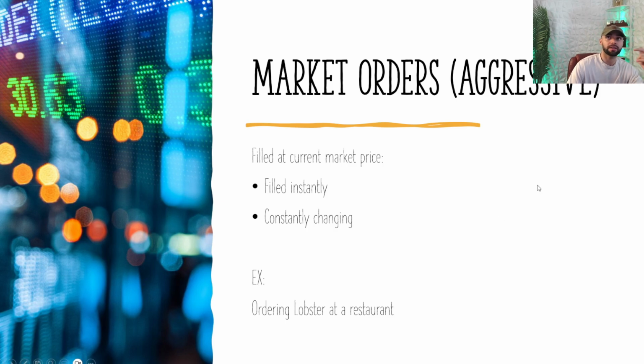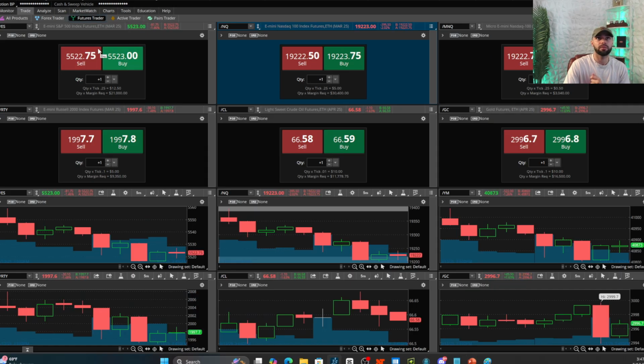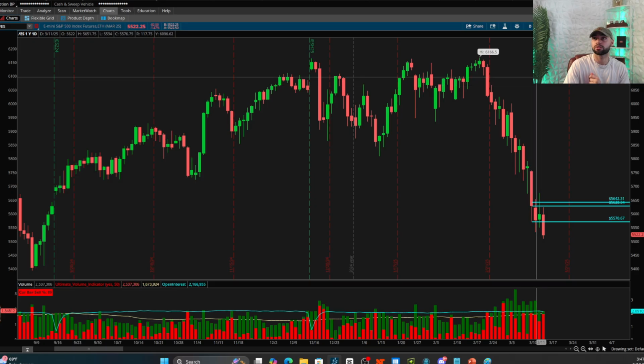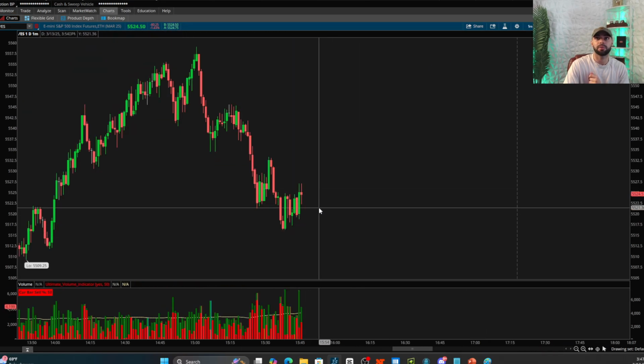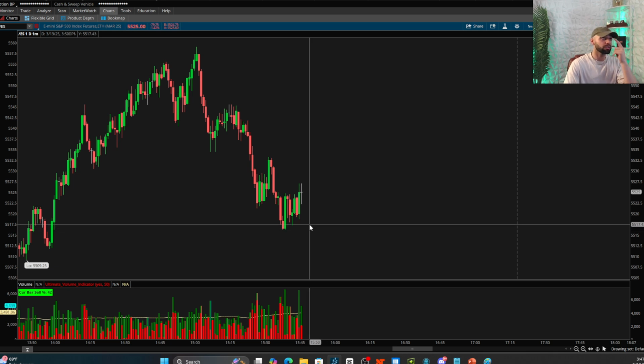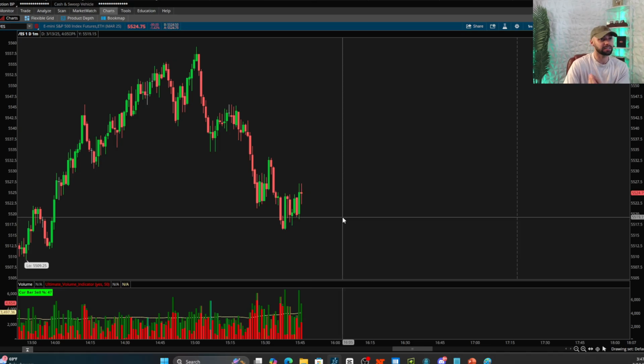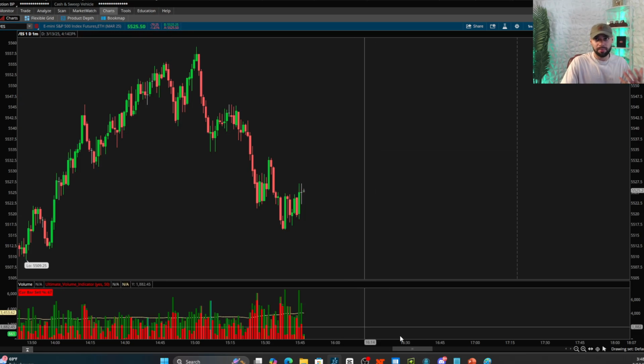Market orders are filled at the current market price. They're filled instantly, and it's constantly changing. You see how the market is constantly moving up and down, up and down, up and down? So that market order price is constantly changing. If you get into a market order and you want to go long, you want to buy, you're going to get filled at the ask. Because if you want to get filled right there, right now, you'll have to buy from someone who's willing to sell right now. And those are the sellers who are selling at the ask. So you'll get filled at a higher price. And the same thing on the other side.